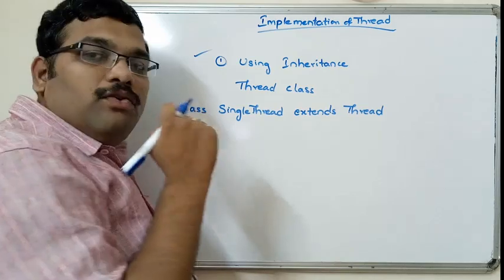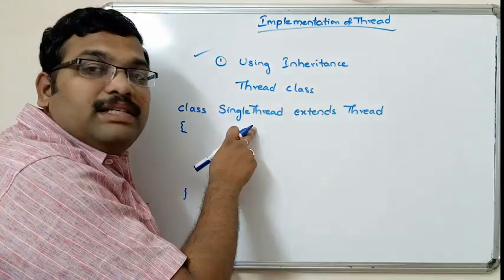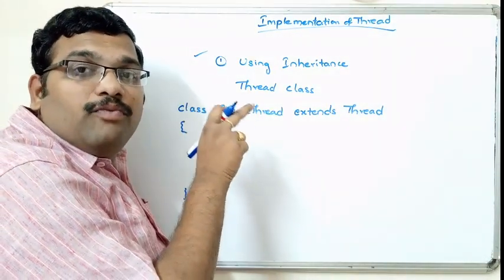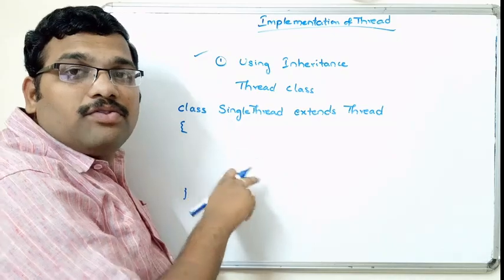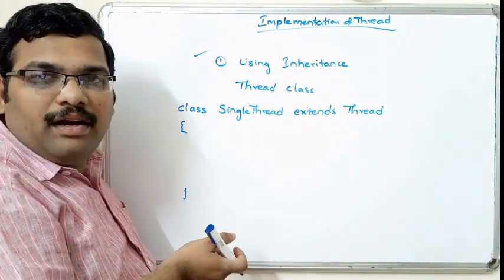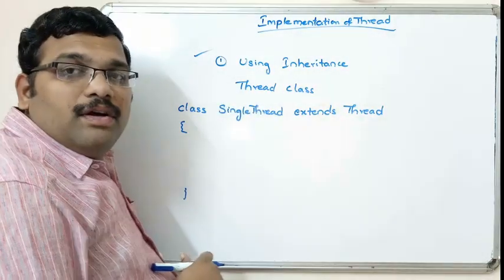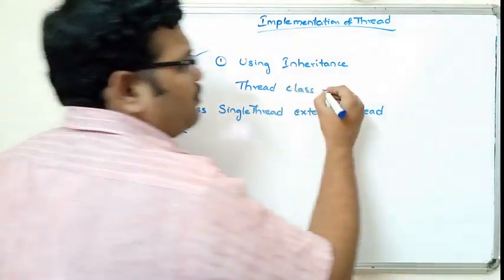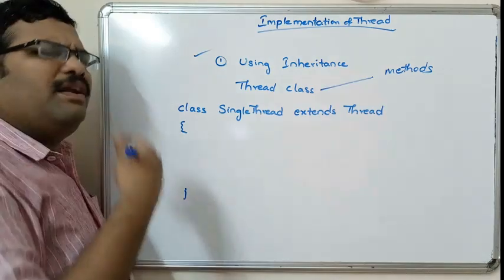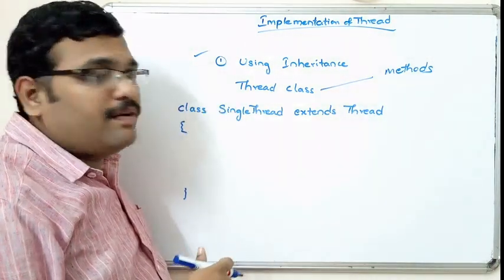Now we know that from the inheritance concept, if you create an object for this derived class, with the help of that derived class object we can access the variables and methods of the base class also. Now here the Thread class consists of different methods. There are different methods available in this Thread class. We'll see them one by one in the next sessions.